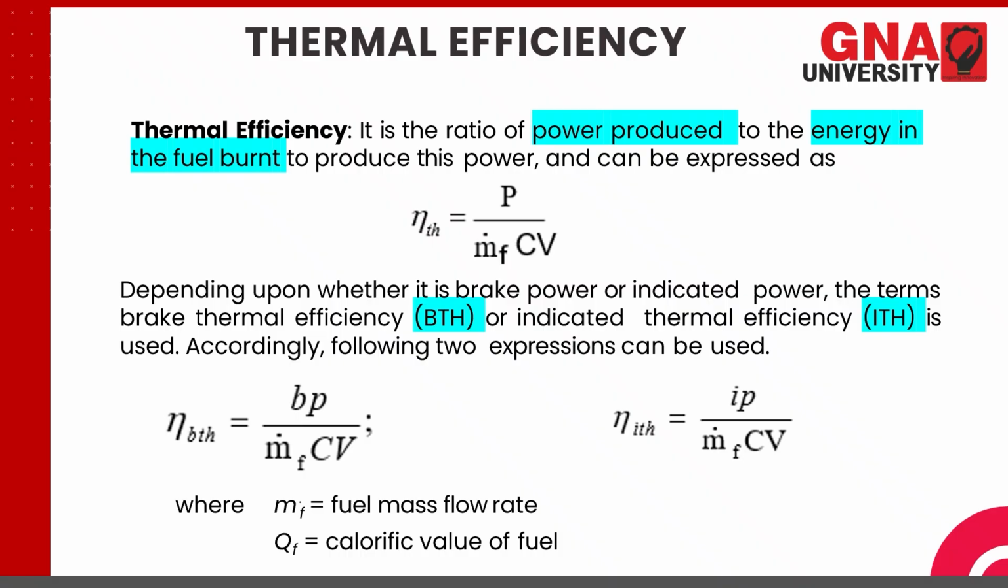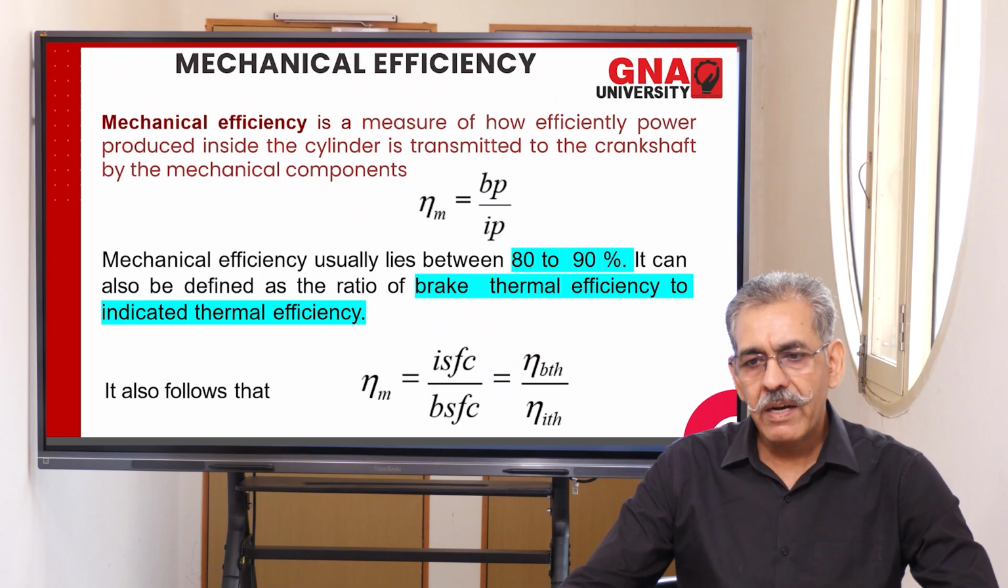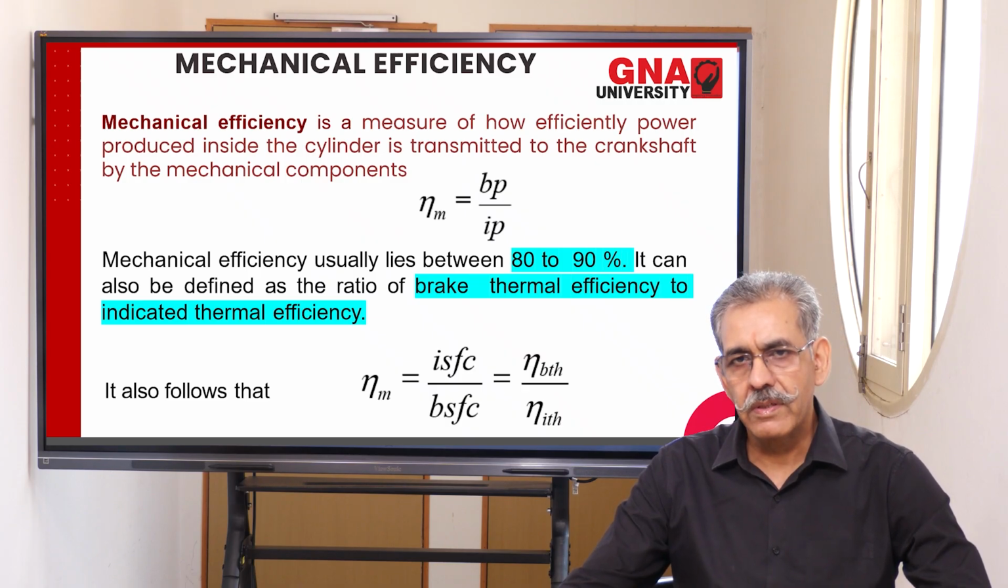So hence two expressions are used. One is eta BTH, defined as the ratio of BP upon mf dot into CV, and eta ITH, which is defined as indicated power upon mass flow rate of fuel into calorific value. Now the next parameter is the mechanical efficiency.